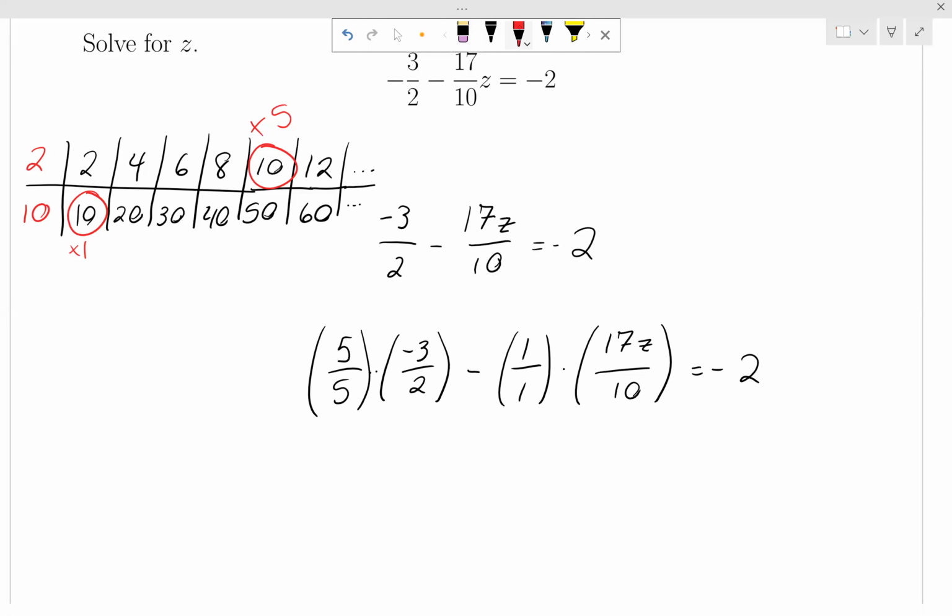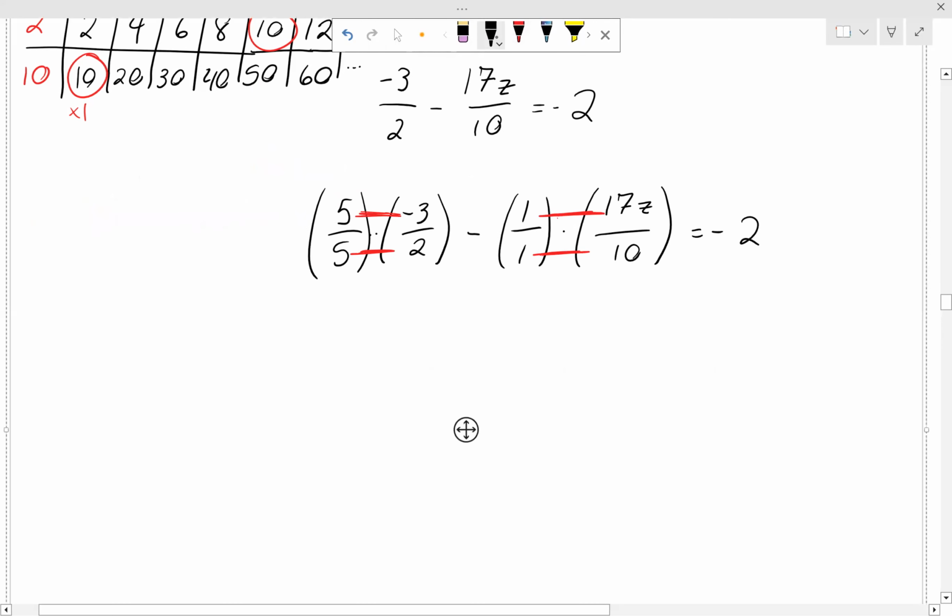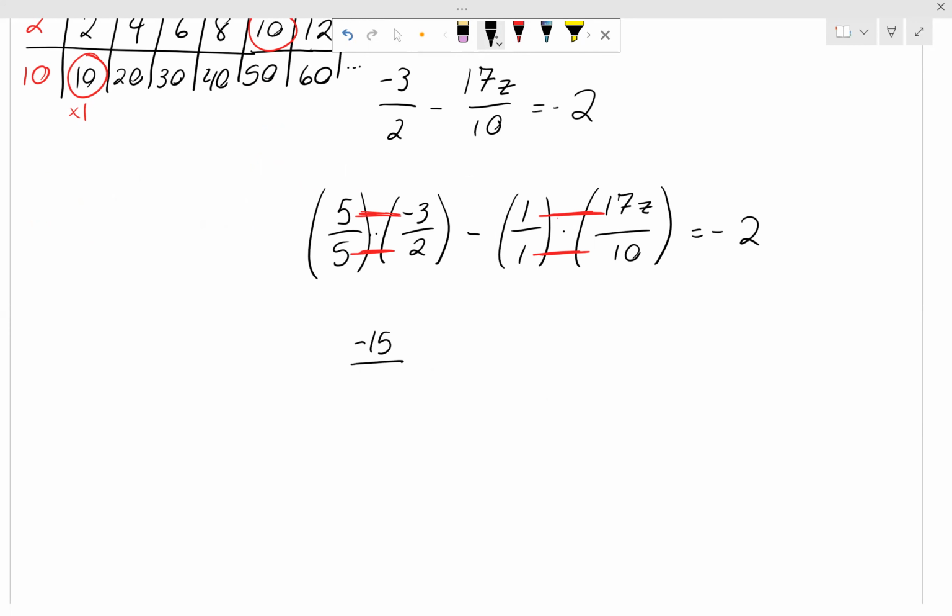Okay. And it's a rule that whenever I multiply fractions, I multiply my numerators together and I multiply my denominators together. So I'm going to do the same thing over here. And I'm going to get 5 times -3 is -15, 5 times 2 is 10. This minus sign, I'm just going to carry it down right here. 1 times 17z is 17z. 1 times 10 is 10 equals -2.